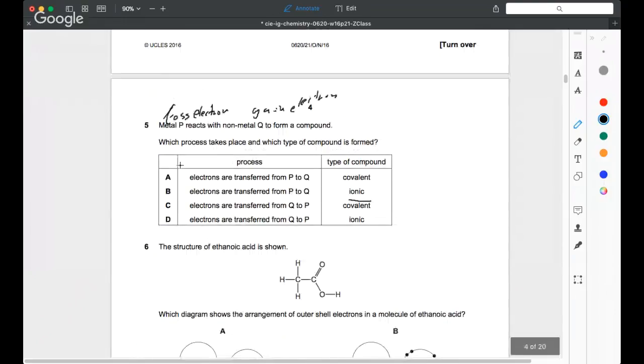Let's go to the next question. A metal reacts with a non-metal. So basically what's happening here is a metal loses electrons to form a cation. Electrons are gained by a non-metal Q to form an anion. And the bonding between cation and anion is obviously ionic. So we can choose from B to D. And as I've said, in the process, metal loses electrons to a non-metal. So electrons are transferred from P to Q. So the answer is B.